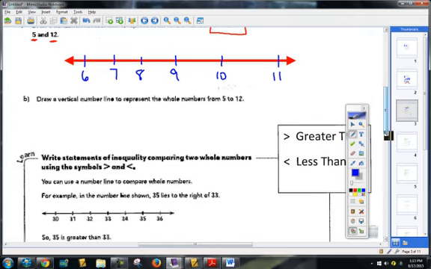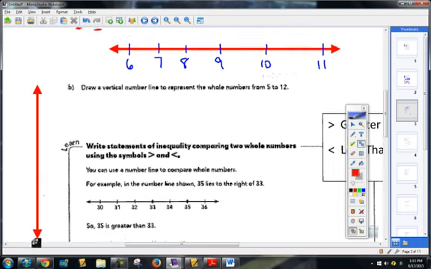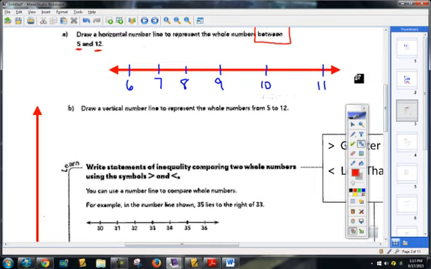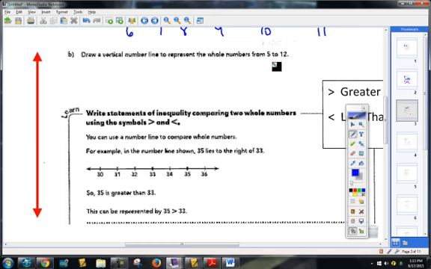Now we're going to draw a vertical number line to represent the whole numbers from 5 to 12. Do we see the difference already? Here, in this horizontal one, we were just listing the whole numbers between 5 and 12. So that would be 6, 7, 8, 9, 10, and 11. Here, we're drawing a vertical number line to represent numbers from 5 to 12. So in this case, we are going to include 5 and 12 because we're representing the whole numbers from there.